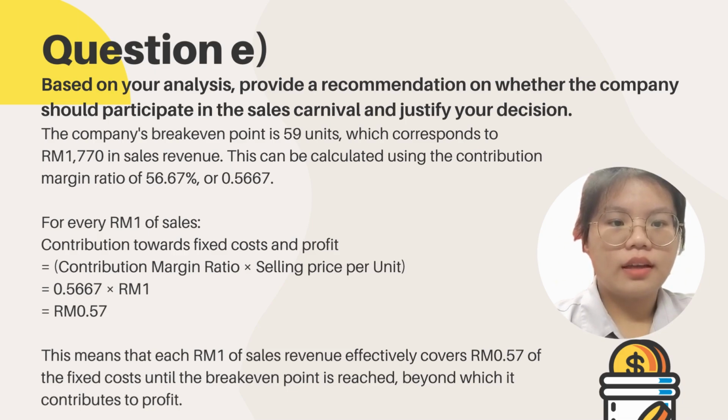0.567 times 1 ringgit becomes 57 cents. This means that each 1 ringgit of sales revenue effectively covers 57 cents of the fixed cost until the break-even point is reached, beyond which it contributes to profit.